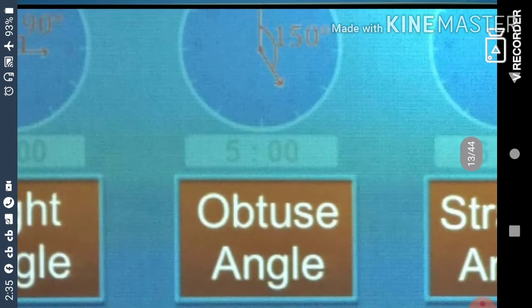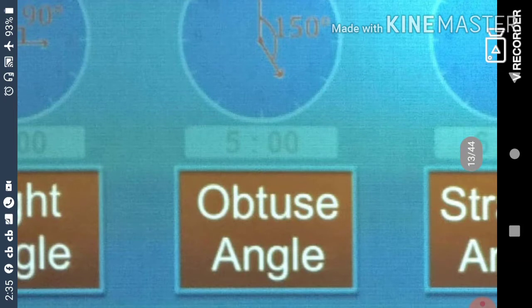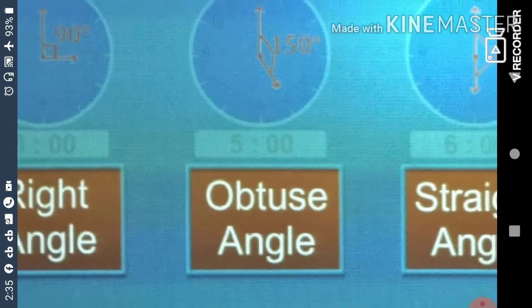So we can say 120 is an obtuse angle, 180 is not an obtuse angle. I said between them. 169 is an obtuse angle, 150 degrees is also an obtuse angle. So these are called obtuse angles.